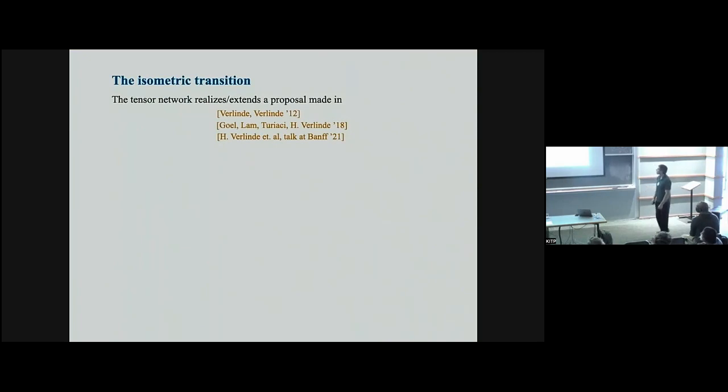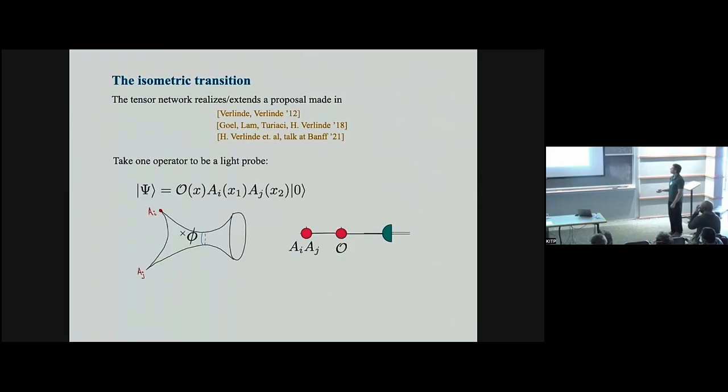So this tensor network, I'm going to show, realizes and extends a proposal that was made by Berlinian collaborators in a series of papers. For the discussion of where the black hole horizon is, we want to talk about probe operators. In fact, if you just look at heavy operators, there doesn't seem to be anything particularly special about the black hole horizon. We want to look at probes.